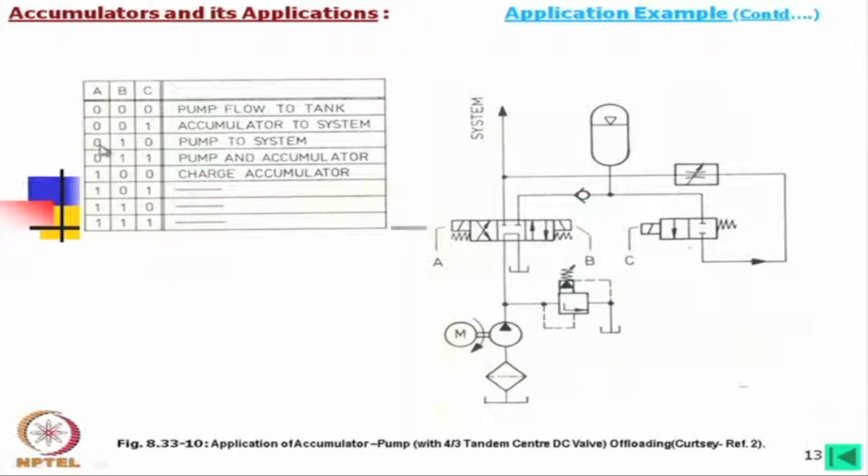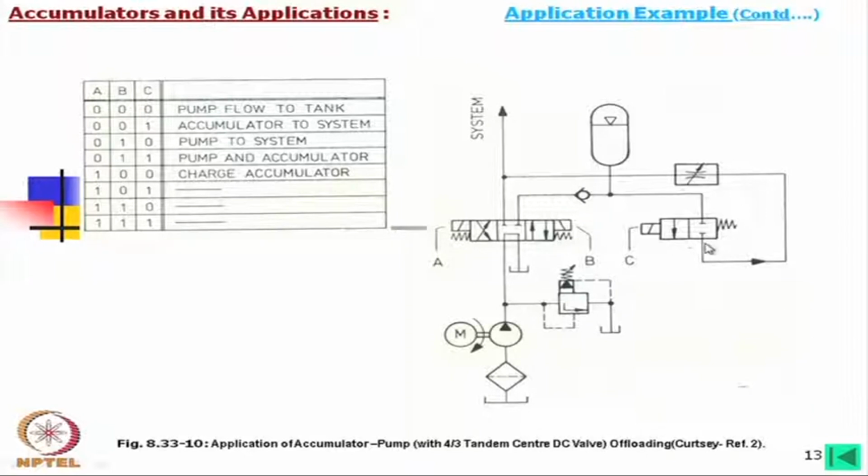Then A is closed, B is open and C is closed. That means we are having these connections. Then pump and accumulator, the pump is supplying oil to the system as well as to the accumulator, of course, depending on the requirements of the main system.